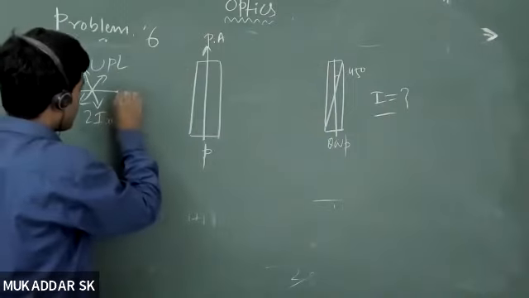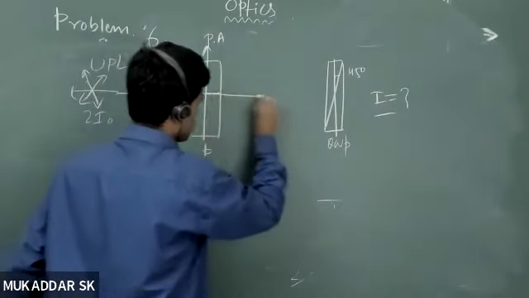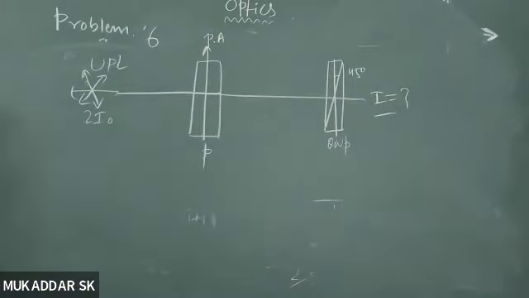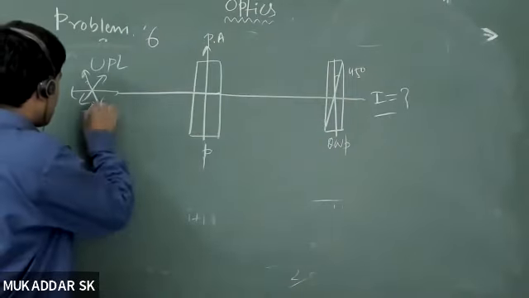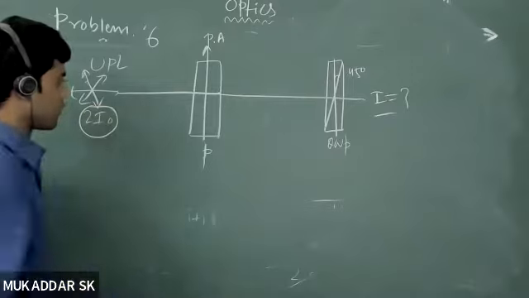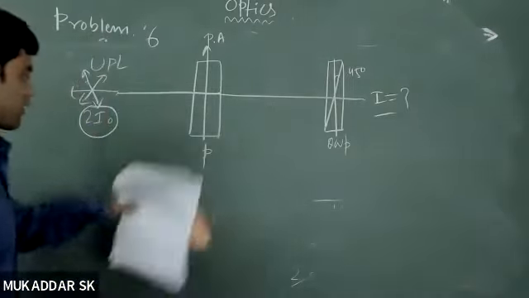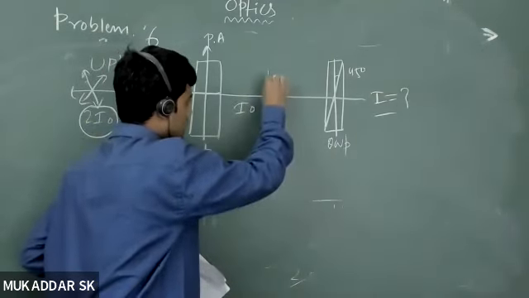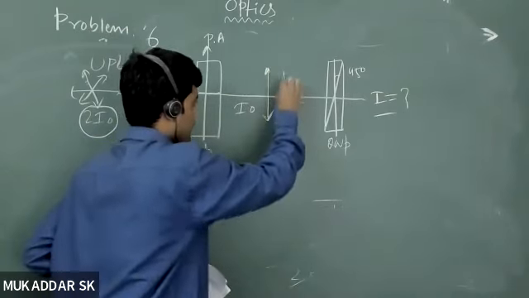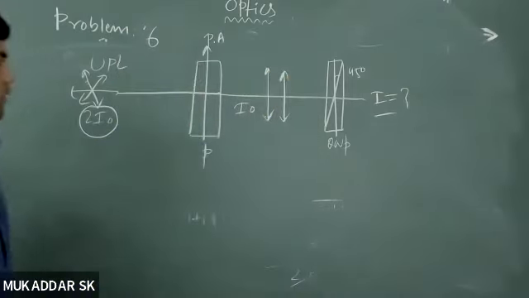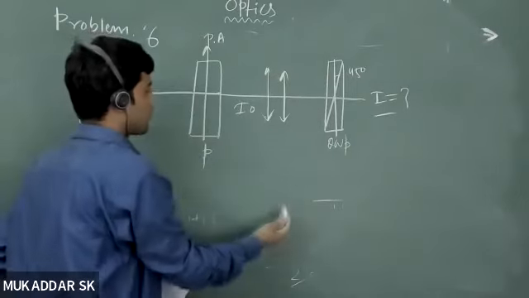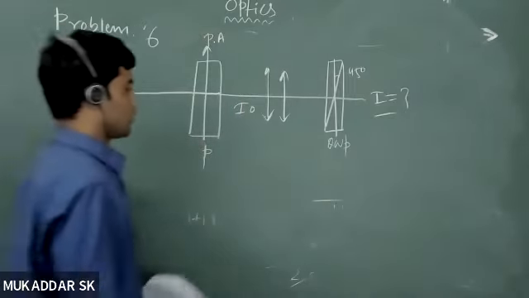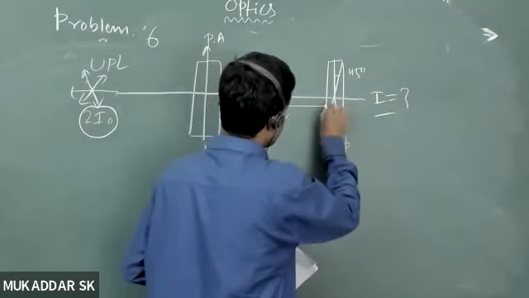Now, when this ray passes through this polarizer, how much intensity will come out here? If the intensity of the incident unpolarized light is 2I0, the intensity after passing through the polarizer will be I0. Good. The direction of oscillation of the electric field will be like this, right? So the direction of oscillation of the electric field will be parallel to the pass axis of polarizer P.